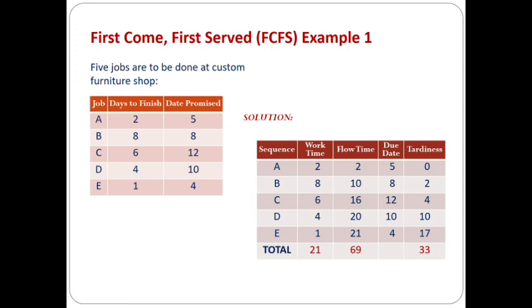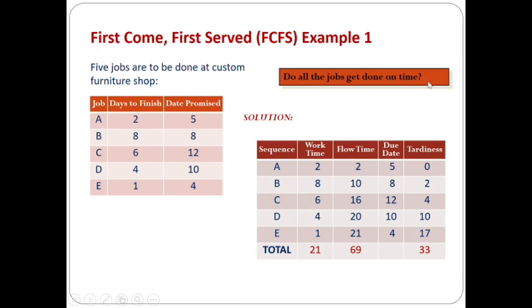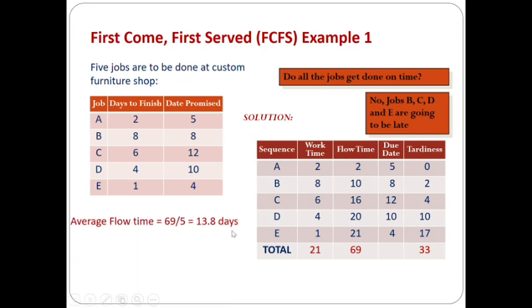So if we have all these things, we should have one question: do all the jobs get done on time? No. We have 4 jobs, that is B, C, D, E, that are going to be late. Alright? And the average flow time can be calculated as the total flow time divided by the number of jobs. So 69 by 5, which is 13.8 days. Average tardiness or lateness is total tardiness divided by 5, which is 33 by 5, 6.6 days.